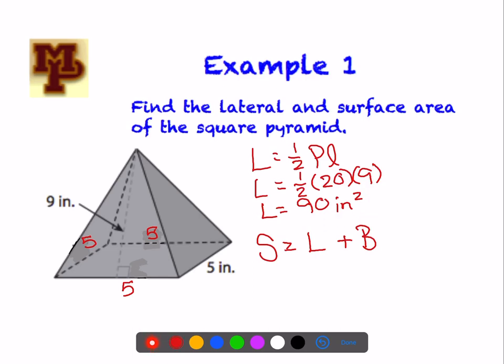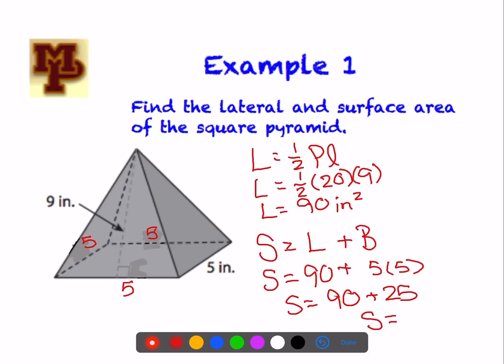Next up, surface area is equal to our lateral area, which is 90, plus the area of our base. Well, our base is a square. The area of a square is just length times width. So 5 times 5. So surface area is equal to 90 plus 25, giving us surface area is equal to 115 inches squared. Don't want to forget that part. Very important.